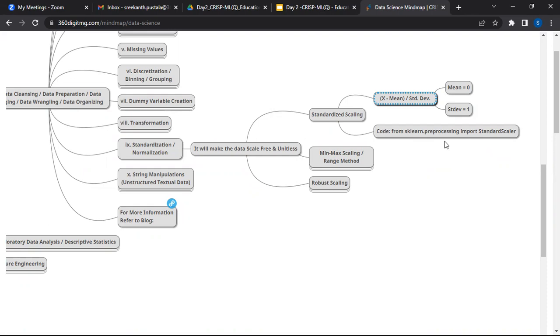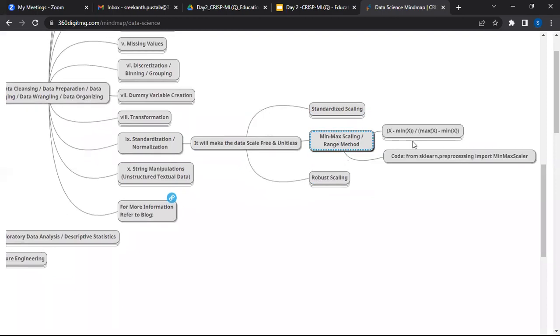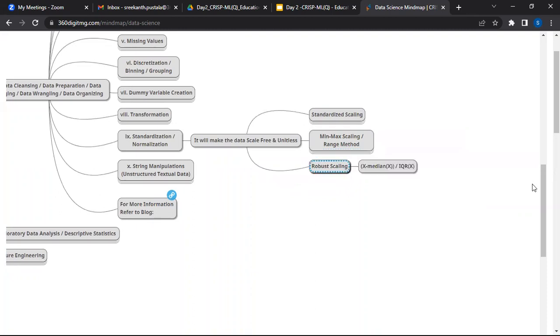In the same way, we have the normalization method, which is also called min-max scaling or the range method. The formula is x minus minimum divided by maximum minus minimum. The code is from sklearn.preprocessing import MinMaxScaler. The third method that we have is robust scaling: x minus median divided by IQR.